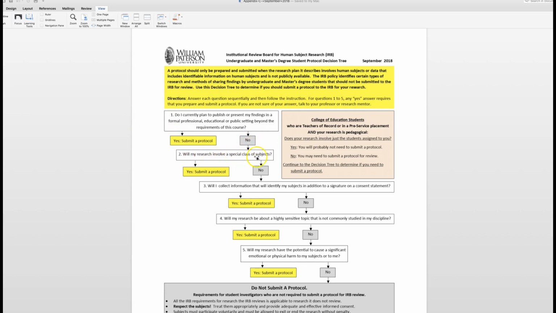Will it involve a special class of subjects? Probably not. Will I collect information that will identify my subjects in addition to the signature on a consent form? You should actually work to ensure that your students and your school are anonymized when you're writing your thesis. So just say you're in an elementary school in a northeastern school. You don't even have to put that it's in New Jersey, although you could indicate that. But you don't want to name your school. That's what I want to say.